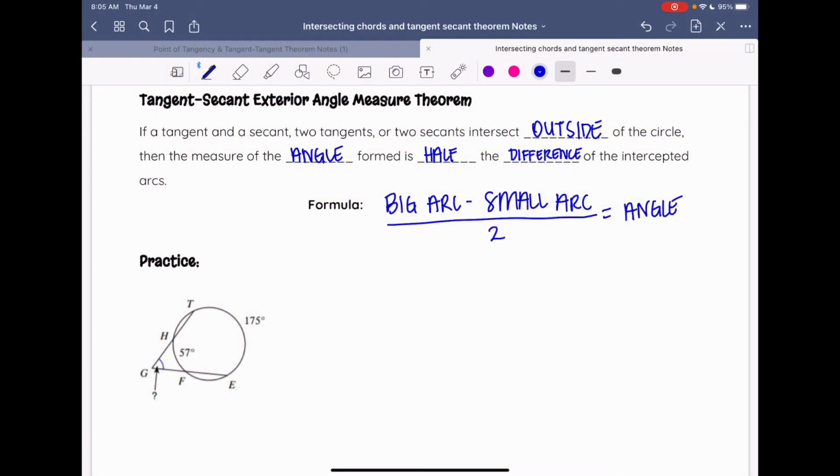Hey friends, so here is a quick reminder about the tangent secant exterior angle measure theorem. It is a super long name, but it tells you everything you need to know about the theorem.